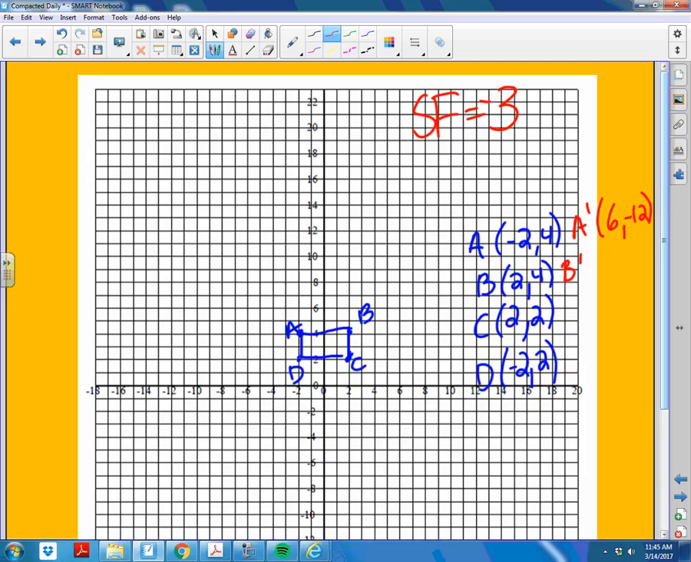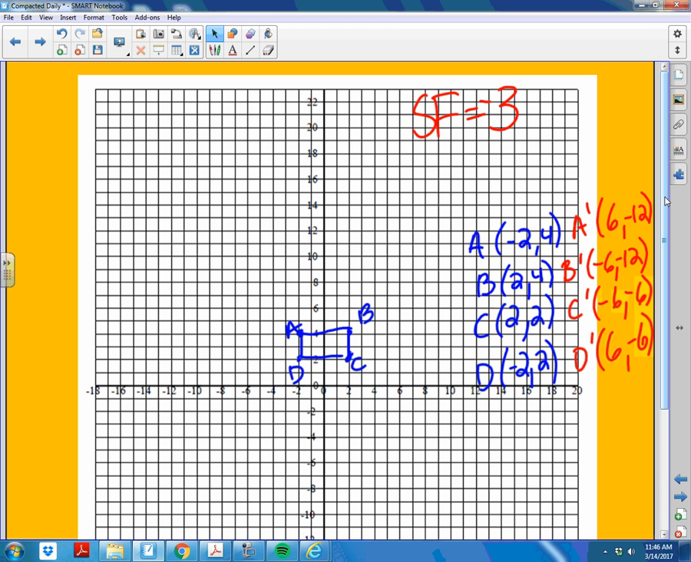Okay, that would make B prime negative 6, negative 12. That would make C prime negative 6, negative 6. And that would make D prime 6, negative 6. Any questions about how I got those points? So now I just need to graph those points.